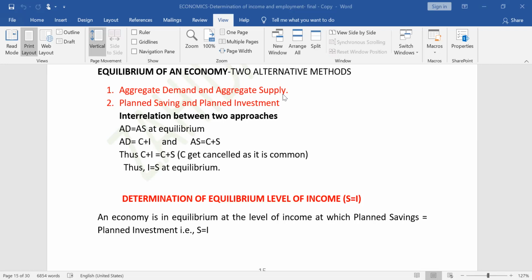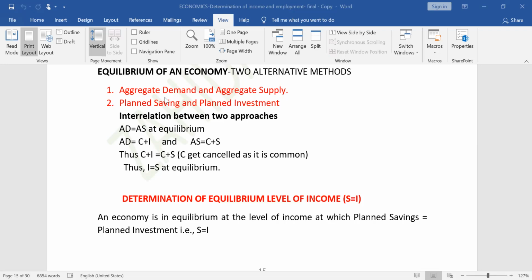It is not necessary that economy will be in equilibrium at full employment. An economy will be in equilibrium even at less than full employment whenever aggregate demand is equal to aggregate supply. So if aggregate demand is less than full employment aggregate demand, then also the economy can be in equilibrium.